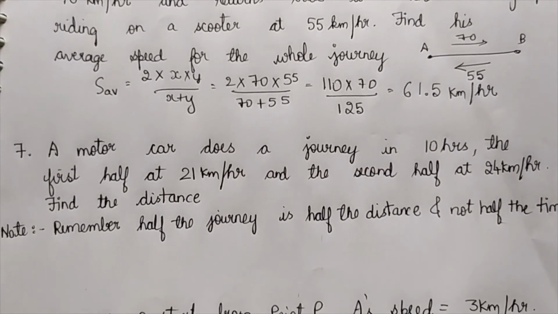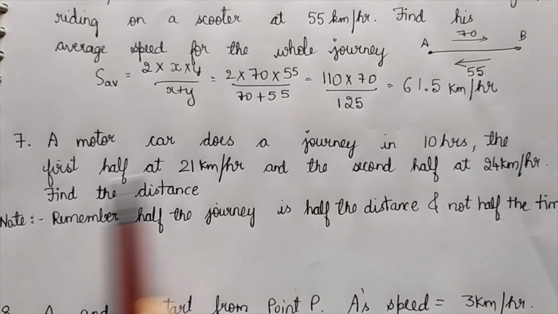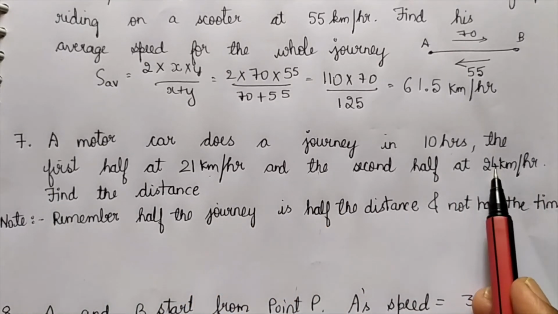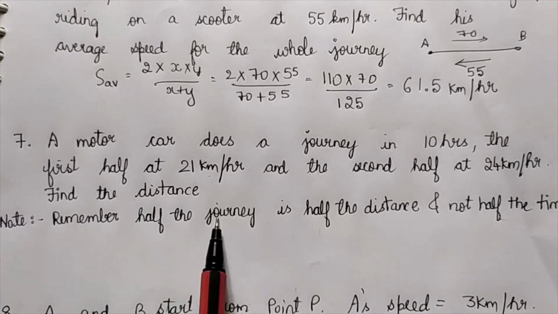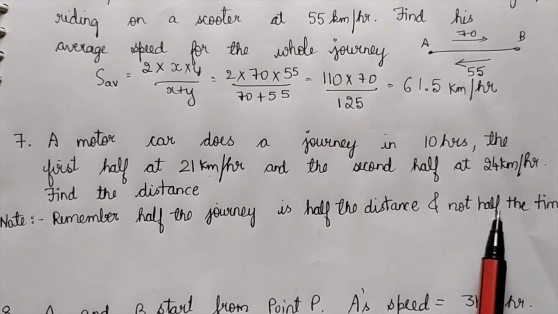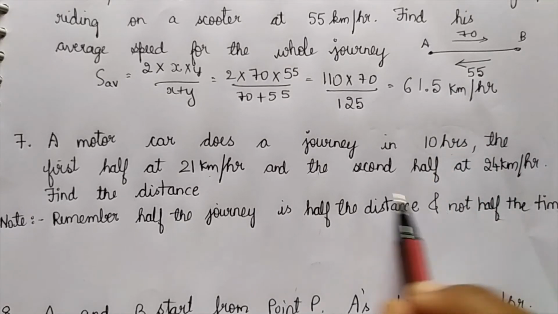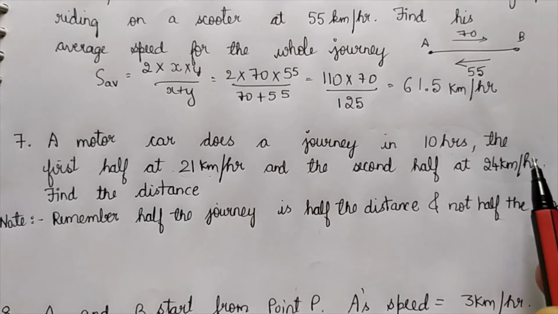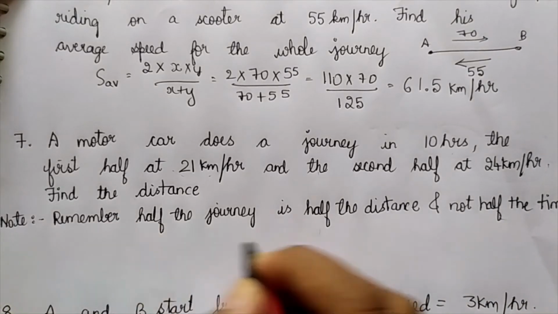The next problem: a motor car does a journey in 10 hours. The first half at 21 km per hour and the next half at 24 km per hour. Find the distance. Here we have to remember, half of the journey means half the distance and not half the time. We should not think like, they have given 10 hours, I'll take 5 hours at this speed and the other 5 hours at this speed. Never make this mistake.